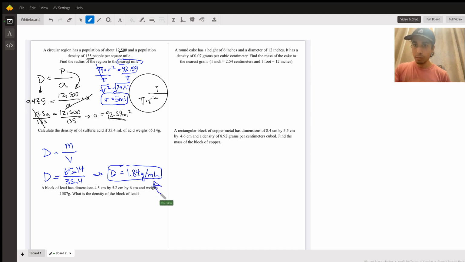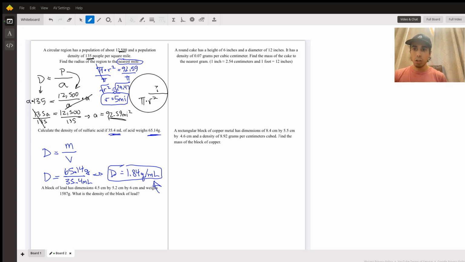And we might be wondering, where did grams over milliliters come from? Well, that came from that formula, 65.14 grams divided by 35.4 milliliters. So if you're having trouble figuring out what the units are, you can always write them in the formula, in those steps along the way, and that might help you figure out what units we should have in the final answer.